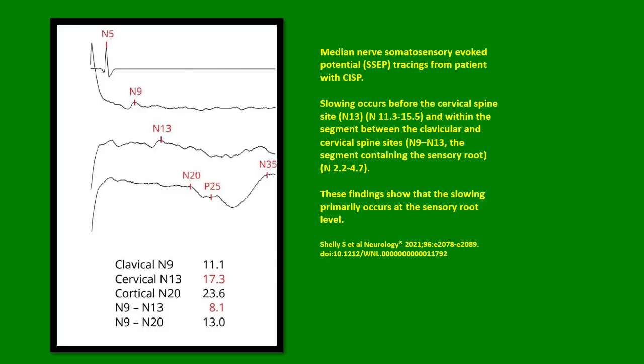These are median nerve somatosensory evoked potential tracings from a patient with CISP. Slowing occurs before the cervical spine site, which is N13, and within the segment between the clavicular and the cervical spine sites, which is N9 to N13, and the segment contains the sensory root. These findings show that slowing primarily occurs at the sensory root level.